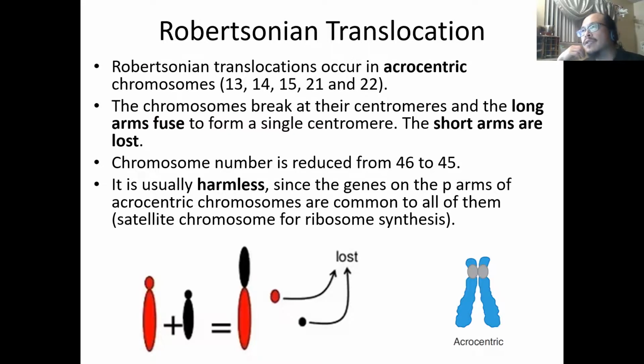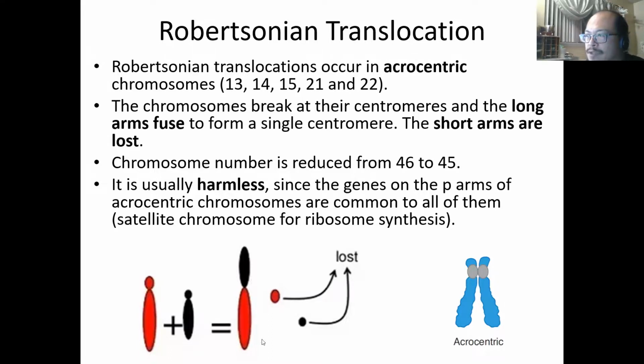Another translocation is called the Robertsonian translocation. That is a fusion of two large arms together. This happens on the acrocentric chromosomes. These acrocentric chromosomes have a very short p arm. So if it's cut, this short one will get lost, and then these two large ones will merge together.